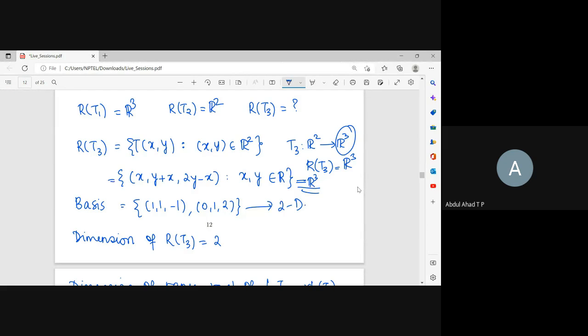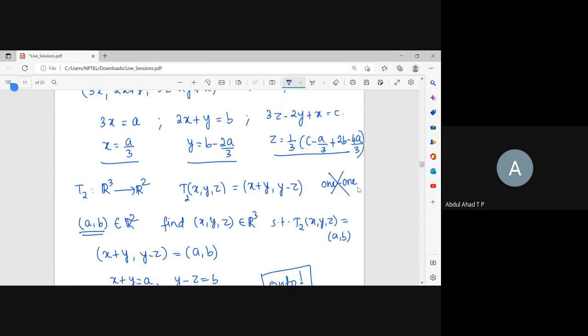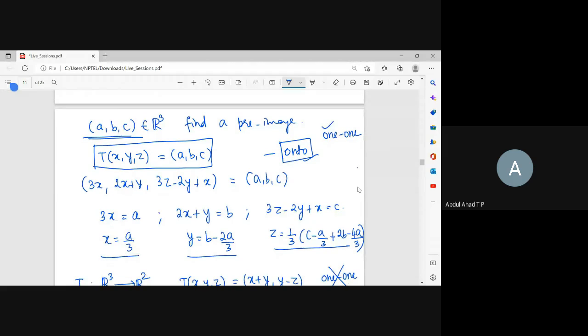Just take the first question, T1. Okay. T1 is R3 to R3. We are looking for 1, 2. By ABC equal to, we did it earlier. Is it the same as asking whether W, with entries 3x, 2x plus y, 3z minus 2y plus x, spans R3?